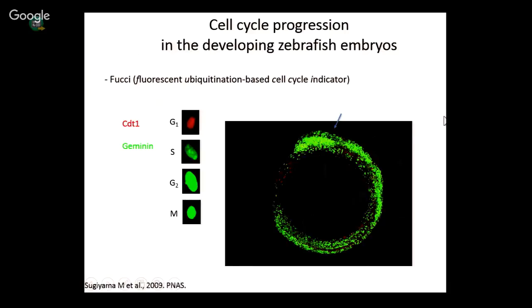And how do you know that? There's a change in the cell cycle. You can actually have a cell cycle reporter. In this case, we use a fluorescent reporter called FUCCI, fluorescence ubiquitination-based cell cycle indicator. If it shows in red, that is the G1 phase. If it shows in green, it can be S phase, G2 phase, or M phase.